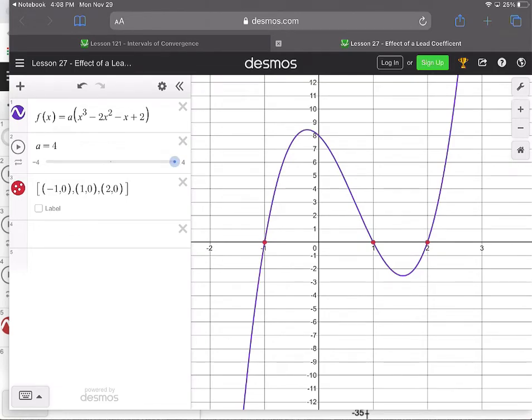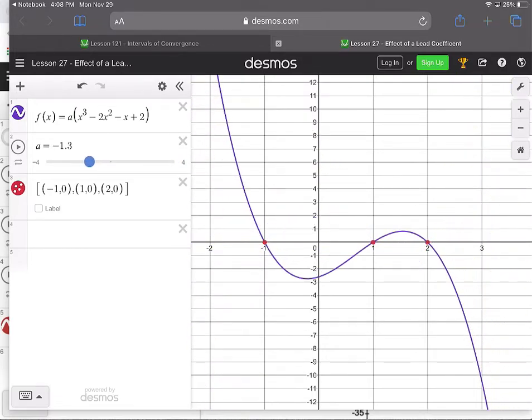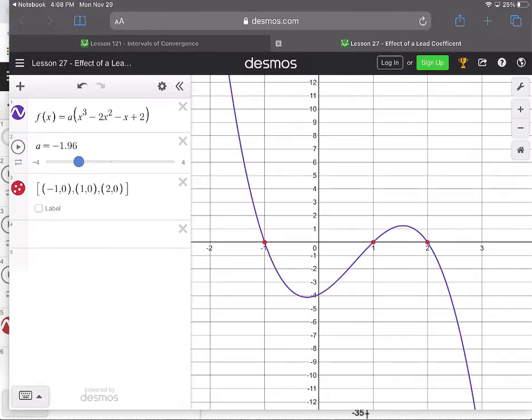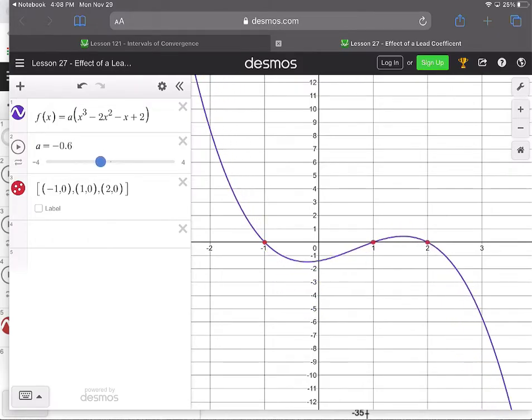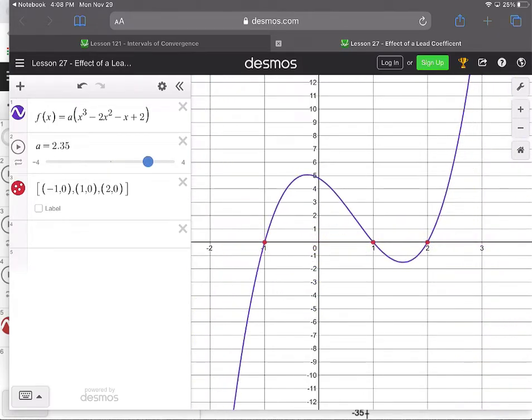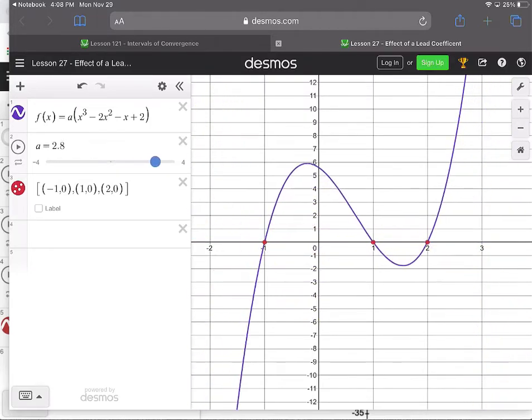My a is much bigger, so now my function is steeper. Or I can make my a be negative, which would flip the whole thing upside down, and my end behavior is totally opposite. But no matter what I'm doing, those three x-intercepts are not changing whatsoever. The y-intercept is changing, which means I can use the y-intercept to find a.